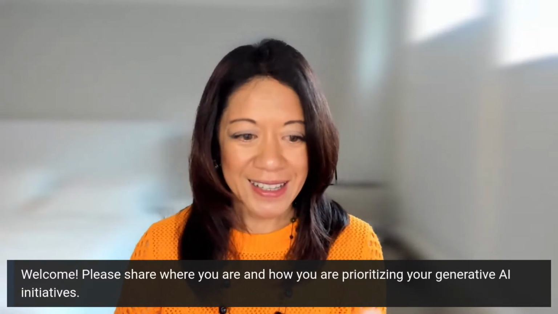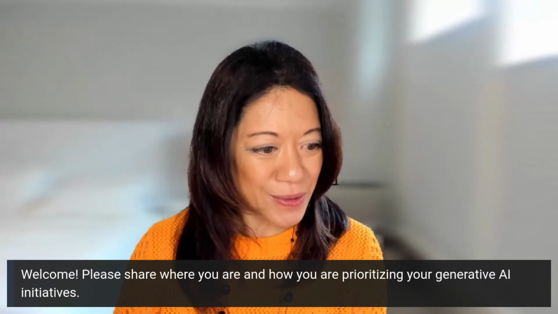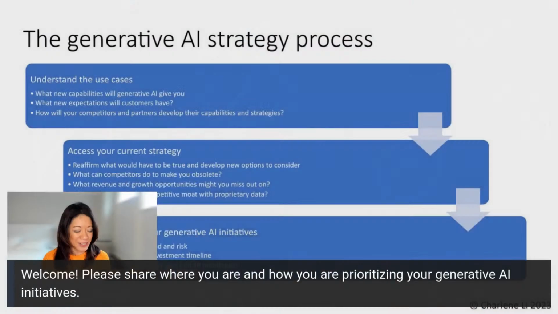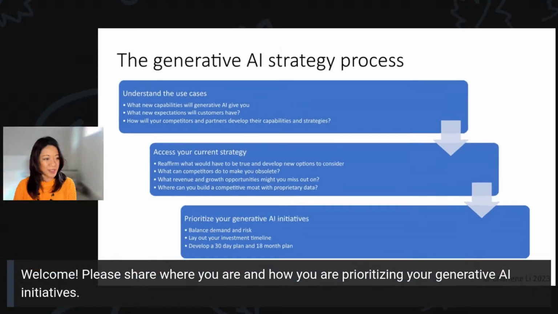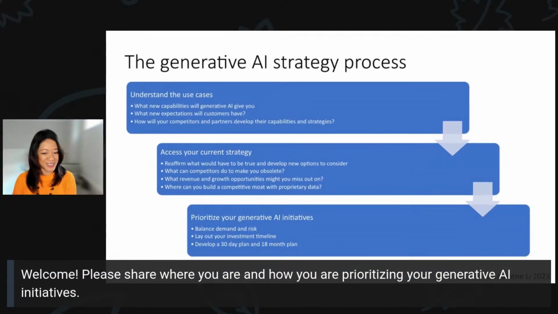So let me keep moving here. The next thing I want to talk about is actually how to prioritize your initiatives. So I'm going to make this a little bit easier to see. And one of the really important things here is to be thinking about balancing again the demand against the risk.